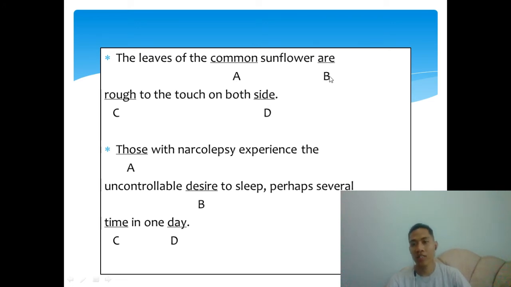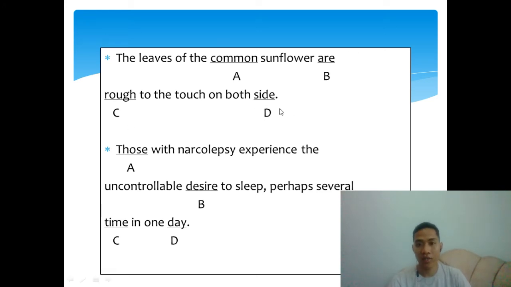How about B? There's no problem with B. We need to use the plural form of to be, are, because the subject is plural, leaves. Leaves is the subject, leaves are. How about C? Rough. No problem, because rough is an adjective. We say to be plus adjective. For example, I am hungry. Am hungry. Hungry is an adjective. So there's no problem with C.